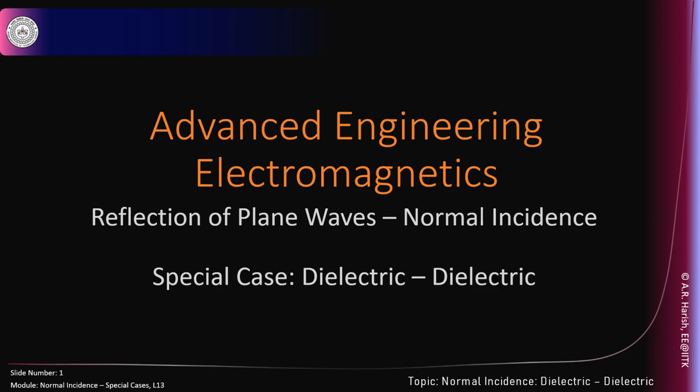In the previous video, lecture 12, we looked at a plane wave incident from a dielectric region hitting a PEC boundary. Today we look at a wave propagating in a pure, lossless dielectric medium, hitting another dielectric medium, which is again lossless. Again, normal incidence is what we are considering.